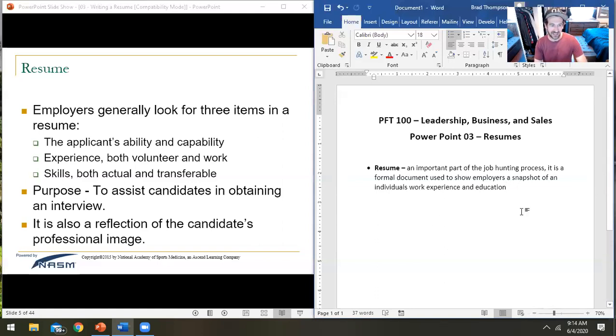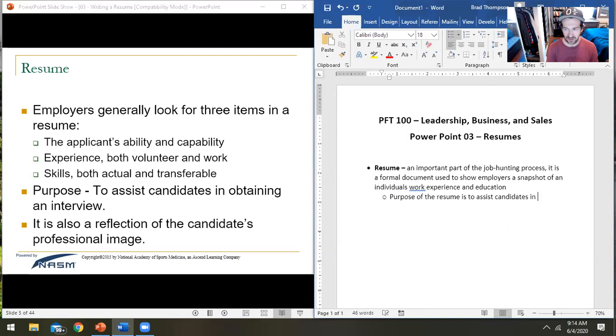So they're going to look at those things here, and then again, the purpose. Your main purpose here, and I'm going to put this in your notes because I know this is a test question. The purpose of a resume is to assist candidates in obtaining an interview.